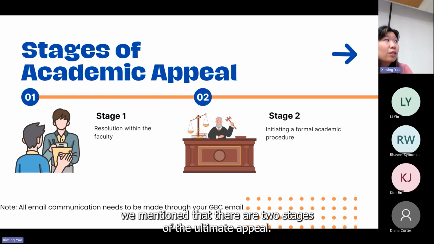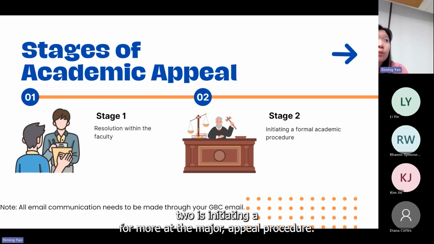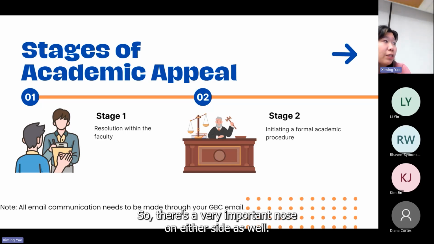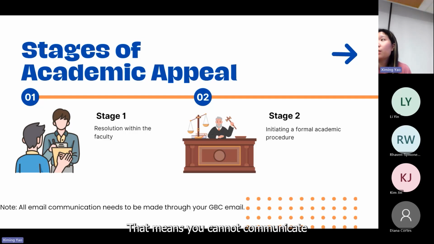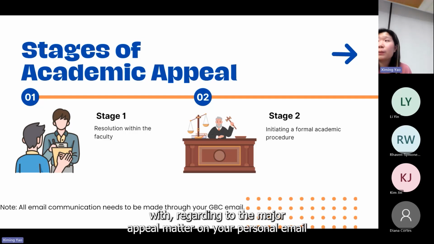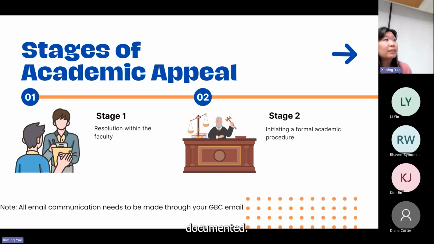So earlier we mentioned that there are two stages of the academic appeal. Stage 1 is resolution within the faculty, and stage 2 is initiating a formal academic appeal procedure. There's a very important note on the side as well. All email communications need to be made through your GBC email. That means you cannot communicate regarding an academic appeal matter on your personal email, because all this communication needs to be properly documented.